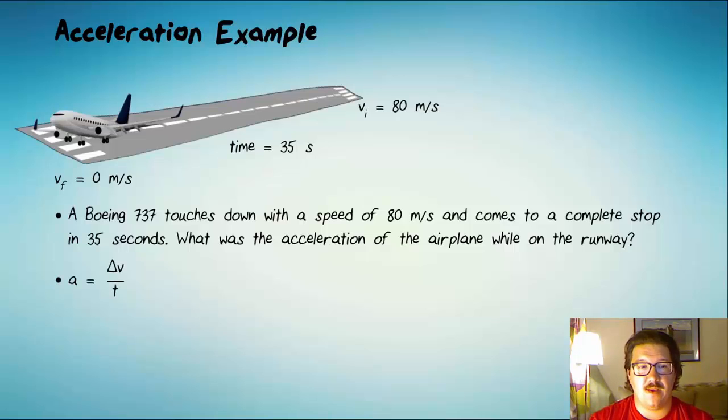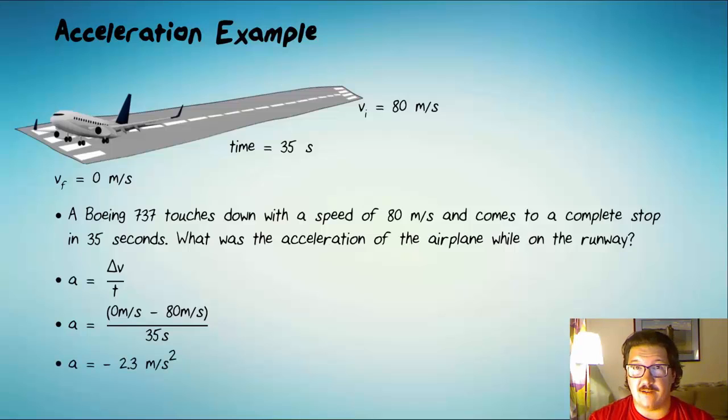We'll start with the same equation, and we'll do delta V like we said. It's the final value minus the initial. And since the airplane was stopping, its final velocity is 0 minus its initial velocity of 80. And so what we end up with is a negative acceleration. We get negative 2.3 meters per second squared.